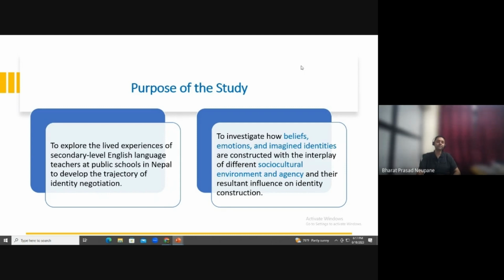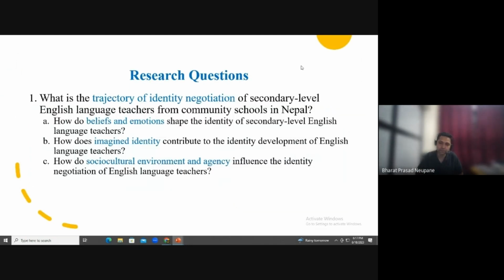Trajectory means to see, to explore the journey of identity construction. And in the exploration of their journey, these themes emerged as pertinent, as prominent: beliefs, emotions, and imagined identities, sociocultural environment, and agency. How these factors influence the trajectory of the identity construction of English language teachers. That's the focus of this research.